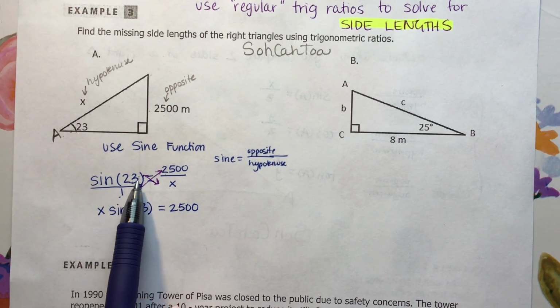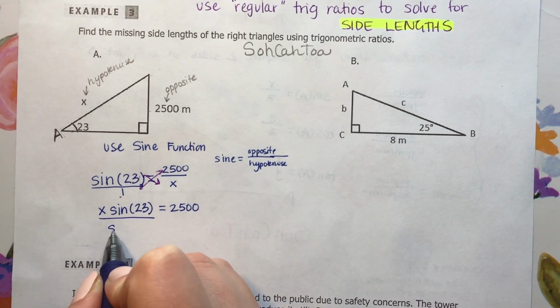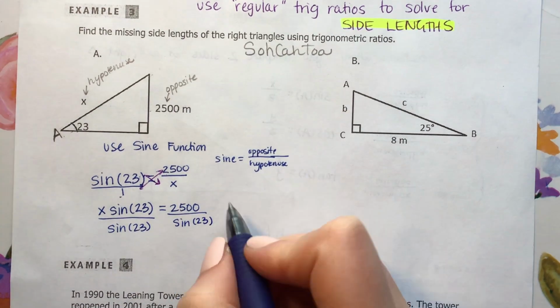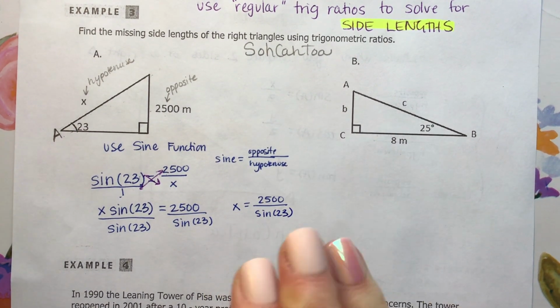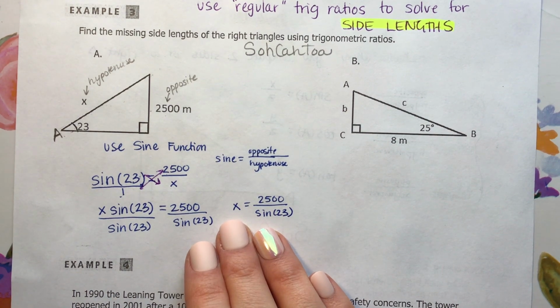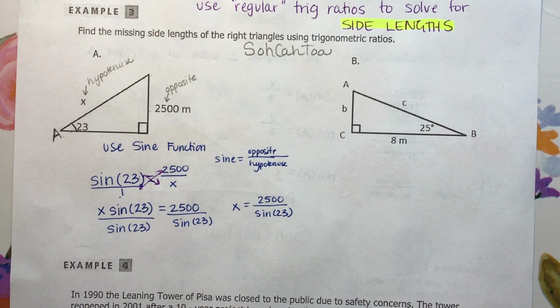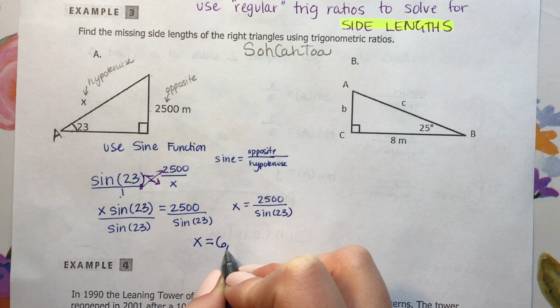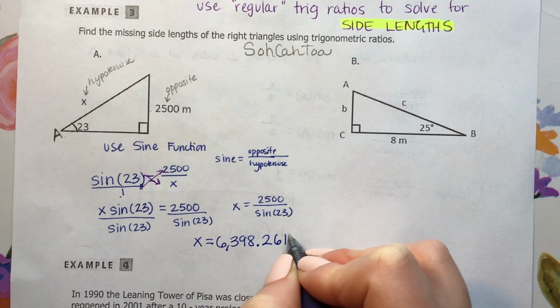Now this sine 23 all has to stay together, and I want to isolate this X. So I'm going to divide by the sine of 23 on both sides. And now I have X is equal to 2,500 divided by the sine of 23. Once you get your variable entirely isolated, that's when you put it into your calculator. So we are going to type 2,500 divided by the sine of 23, and that is going to get us X is equal to 6,398.2617.